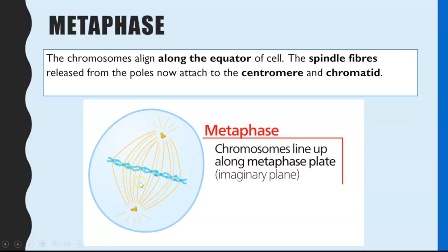And the spindle fibres which are released will attach to either the chromatids, which are the arms of each chromosome, so the single sticks coming out, or the centromere, which is a circular pinch point in the middle of the chromosome, which holds together the two chromatids. So you do have to be really specific in your answer. The spindle fibres are attaching to the centromere and the chromatid. If you say in an exam they attach to the chromosome, you won't get any marks. You have to literally say the exact points on the chromosome where they attach.